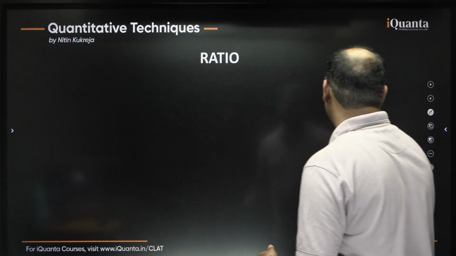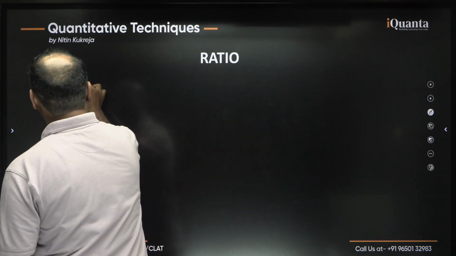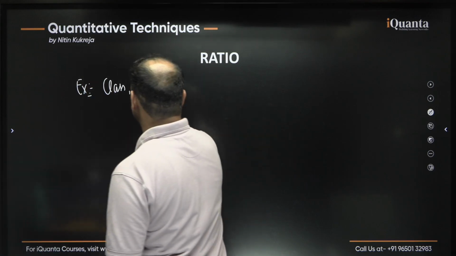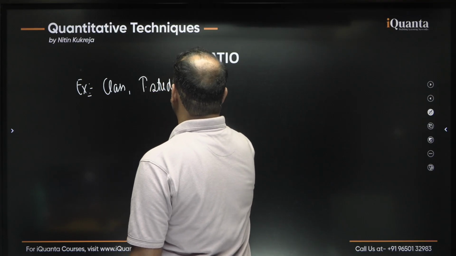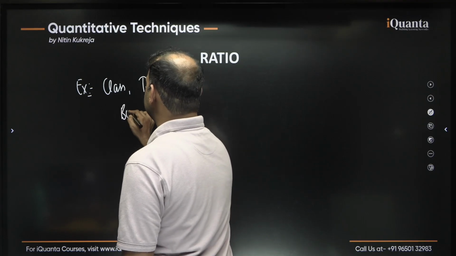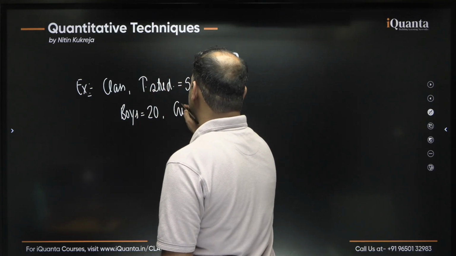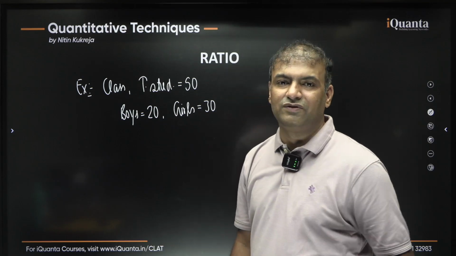To explain this, I would like to take an example of, let's say, a classroom. Let's say there is a classroom in which the total number of students is 50, in which the number of boys is 20, and the number of girls is 30. Now the next thing, guys, we need to find the ratio of the boys and girls.